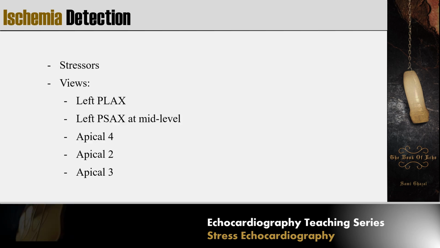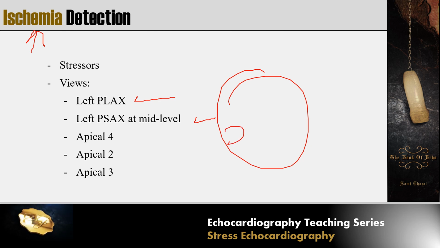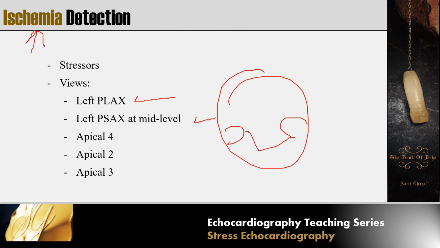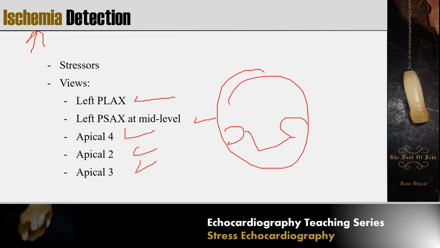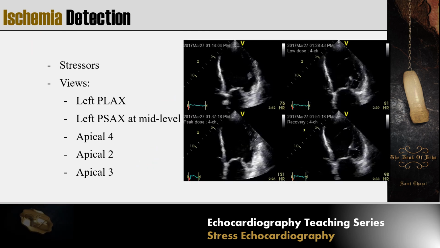In general, if the indication is ischemia, we have to take certain views. Left parasternal long axis view, left parasternal short axis at mid-level, where, of course, you have to see the papillary muscles. Apical 4, 2, and apical long axis or apical 3 views.